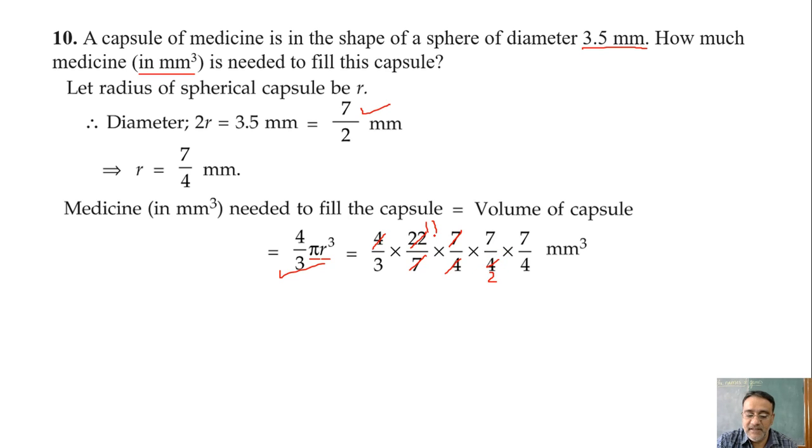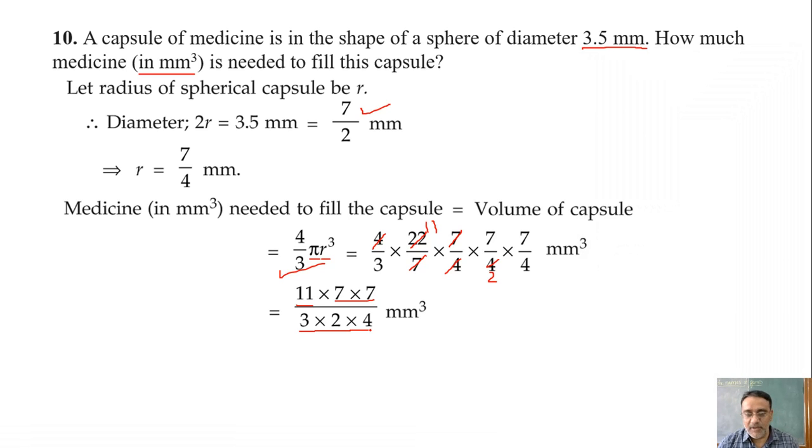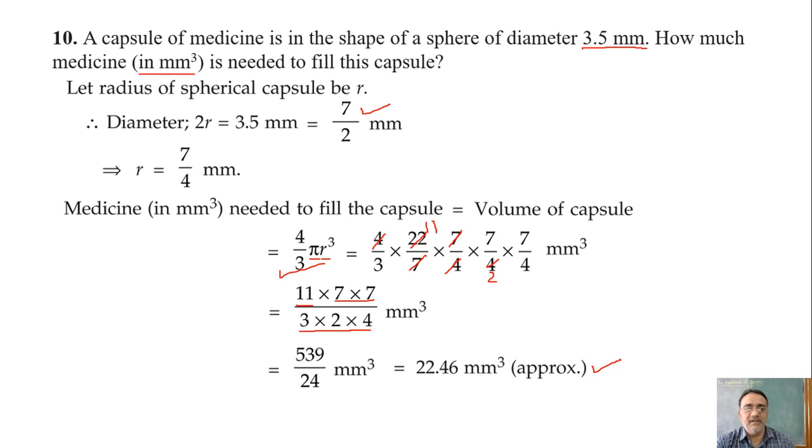So 11 into 7 into 7 upon 3 into 2 into 4. Okay, so 49 into 11 is 539, and this will be 24. So 539 divided by 24, we are getting 22.458333. So approximately it is equal to 22.46 millimeter cube.